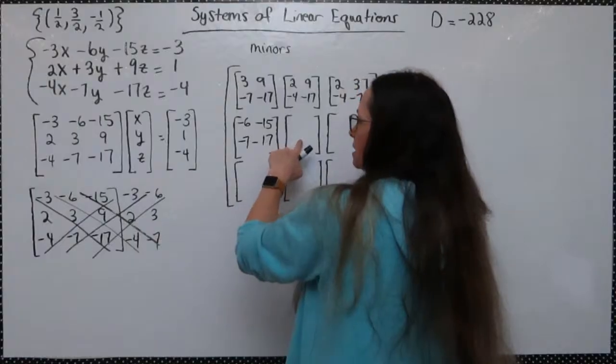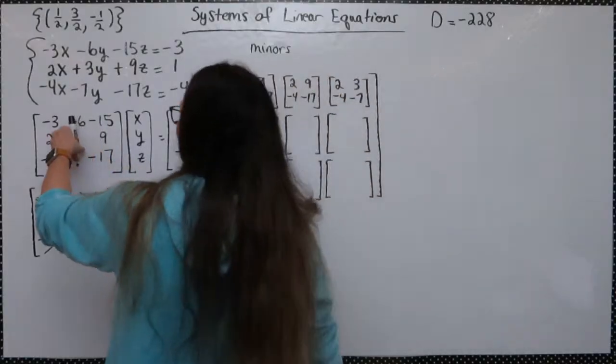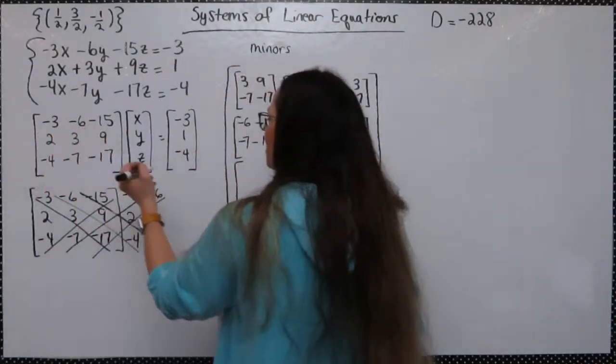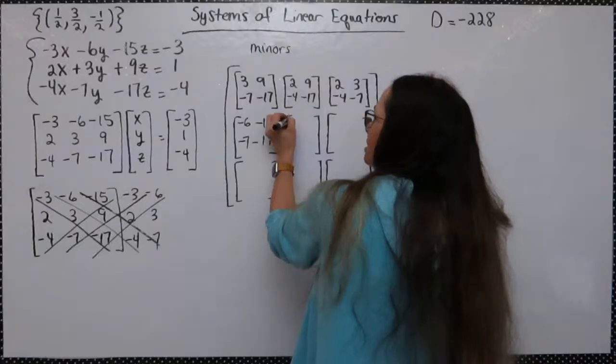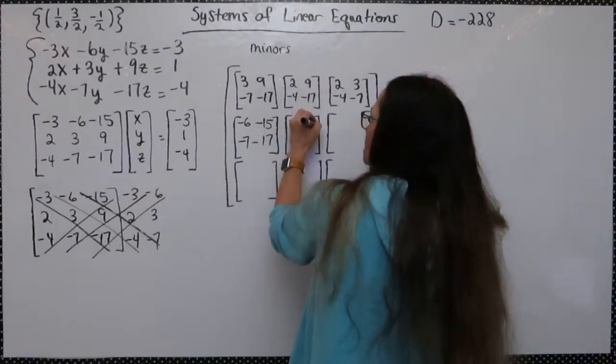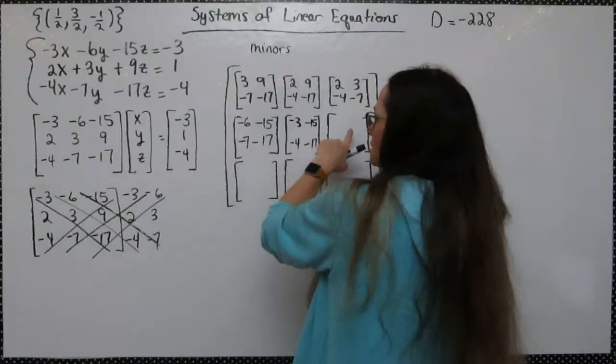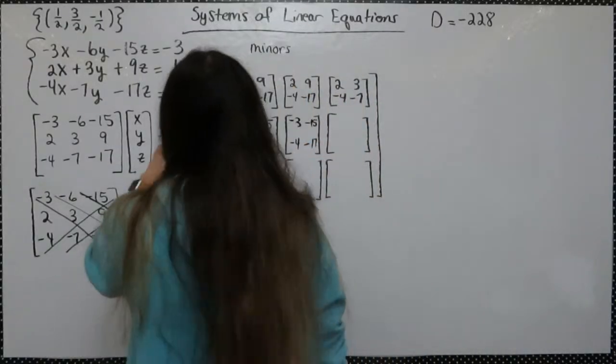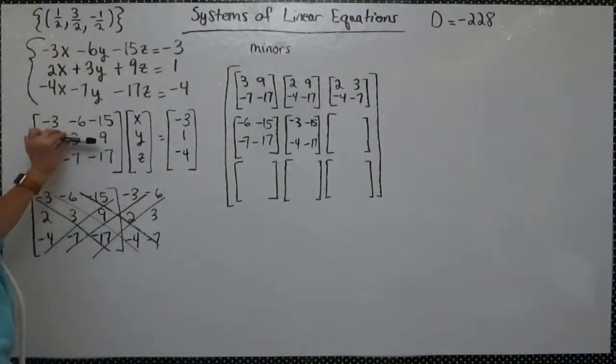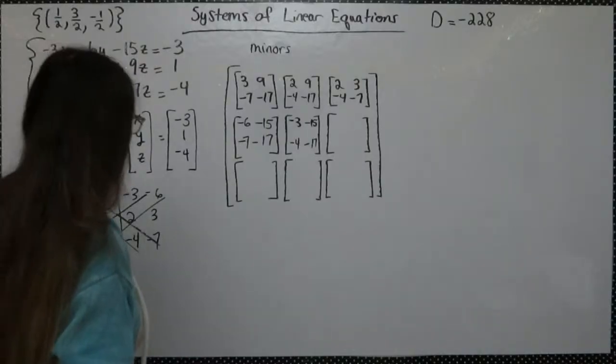All right, this one next. The middle one's my favorite for some reason. I like it. It's just the 4 corners. So -3, -15, -4, -17. This one next. Okay, -3, -6, -4, -7.